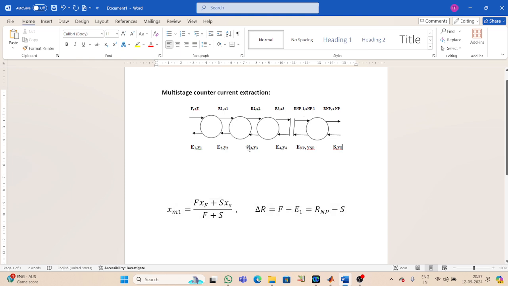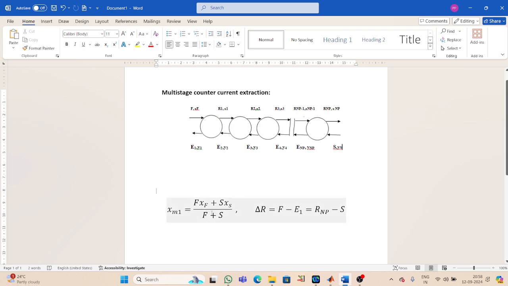In this video, I am going to explain about multi-stage countercurrent extraction and how to draw its operating lines. Now, coming into this extraction, here we can see in the process where F is the feed and RNP is the final raffinate quantity which is coming from the NP stage, whereas S is the solvent which is sent from the end stage, and E1 is the extract product coming from the first stage itself. This is how the countercurrent works.